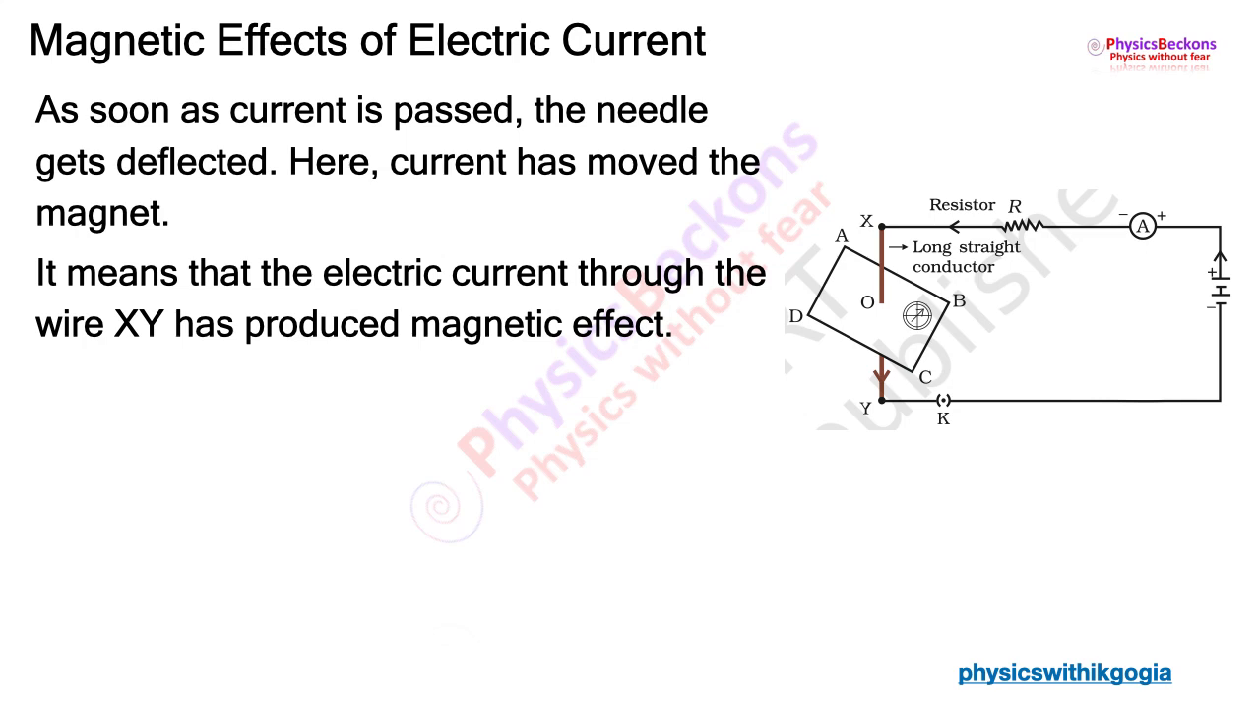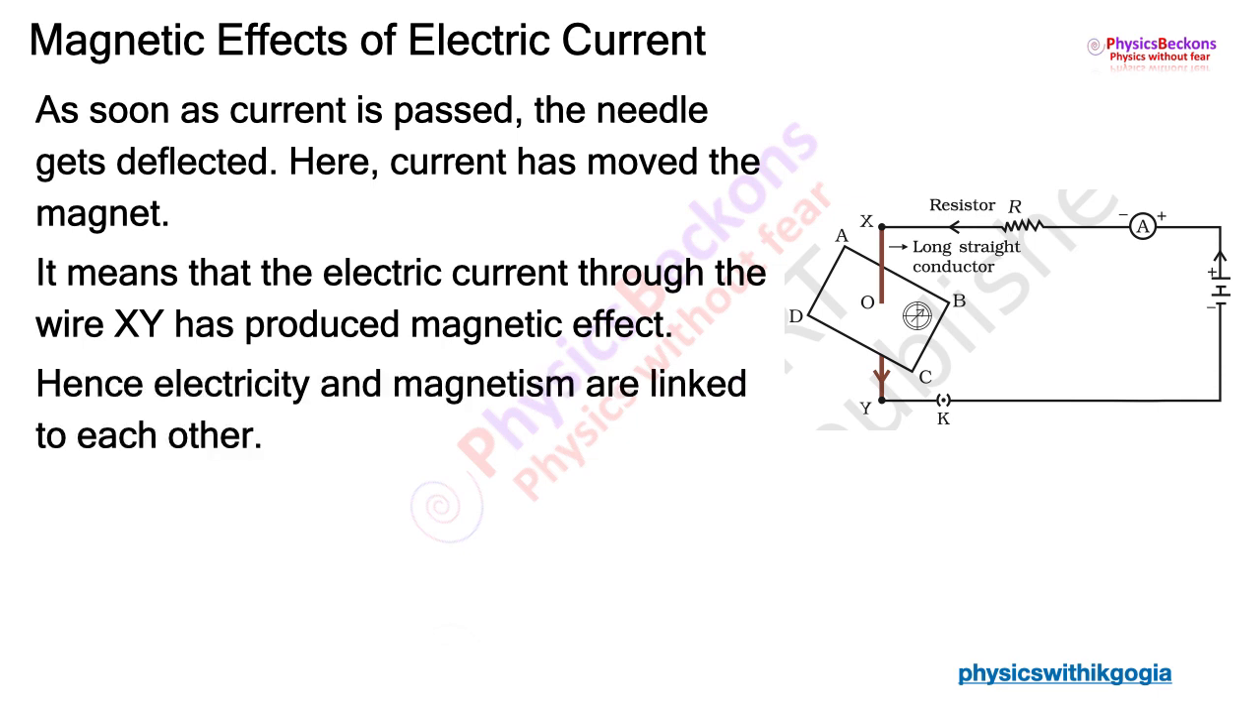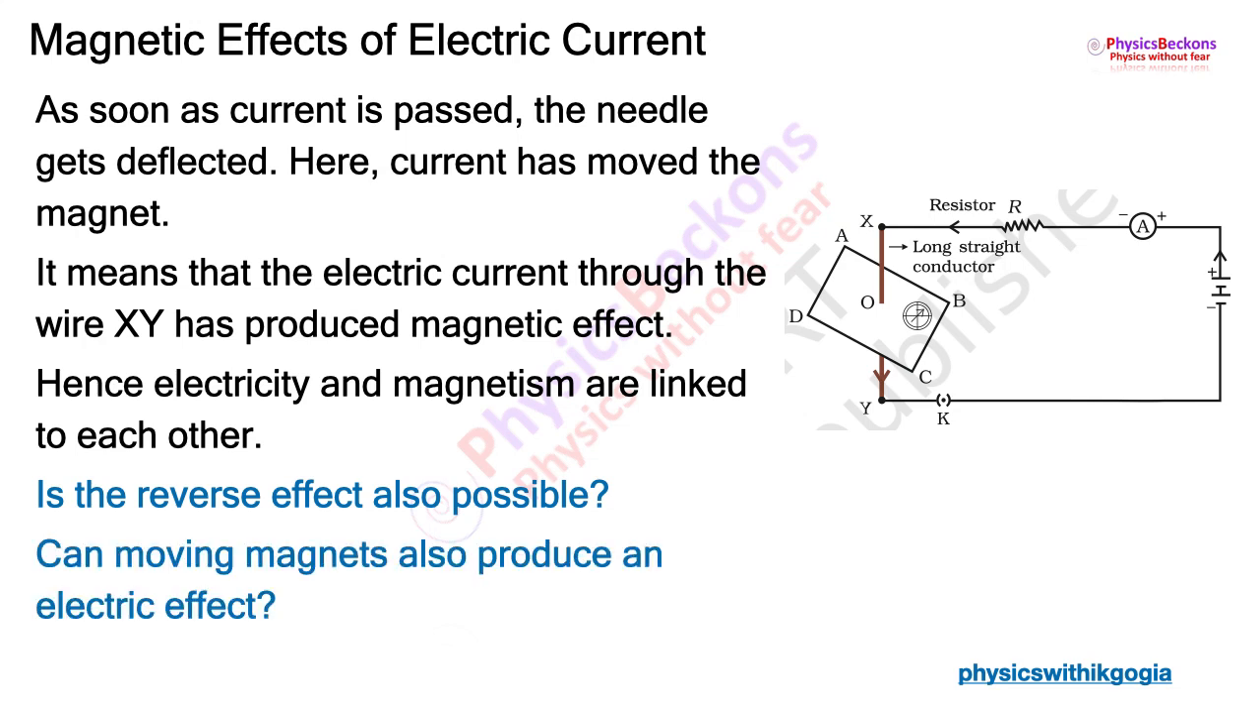The deflection of the compass implies that electric current through the wire XY has produced a magnetic field, confirming the correlation between electricity and magnetism. So here we have seen in this activity that the current has produced a magnetic field. Is the reverse effect also possible? Can magnetism produce current? We will probe it later.